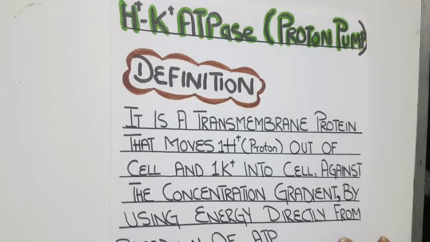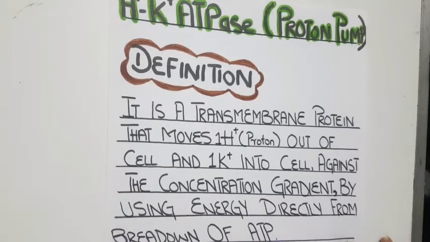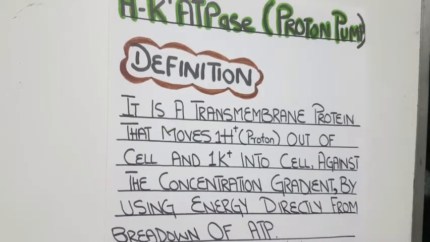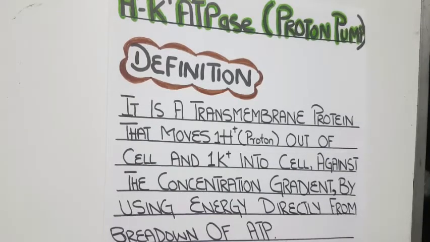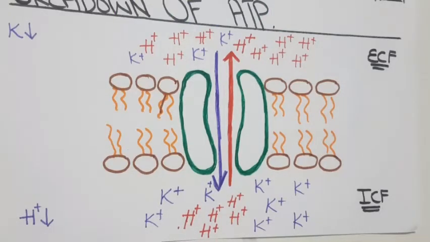Third is the hydrogen potassium ATPase, which is also called the proton pump. It is a transmembrane protein that moves one proton out of the cell and one potassium ion into the cell against the concentration gradient by using energy directly from the breakdown of ATP. These proton pumps are found in the kidneys and in the parietal cells of the stomach, where they're involved in the formation as well as release of hydrochloric acid.